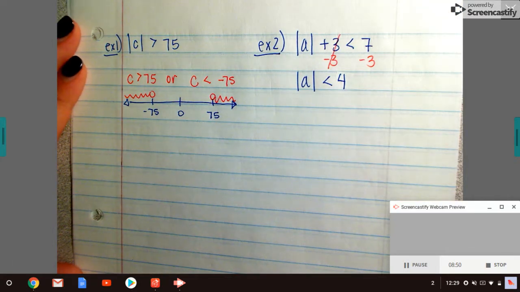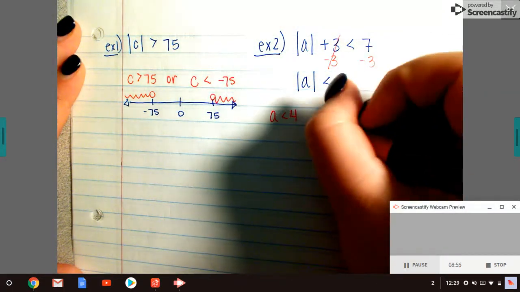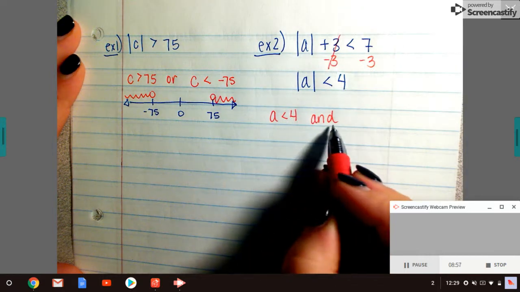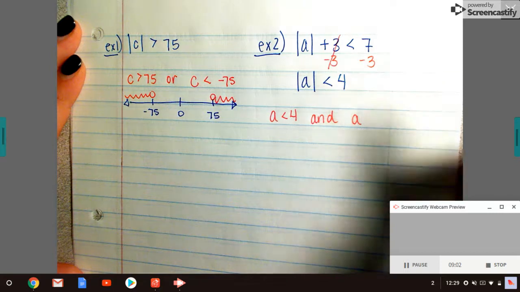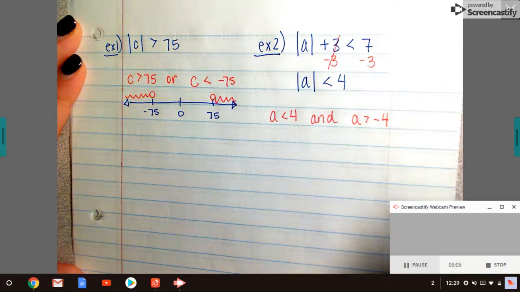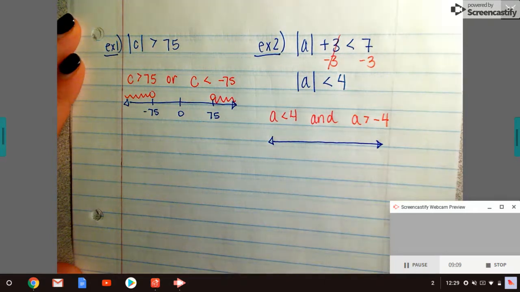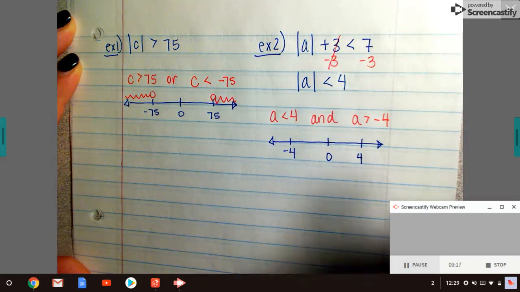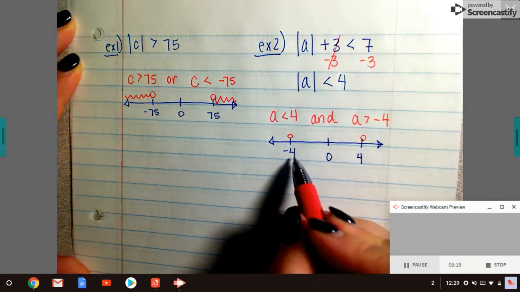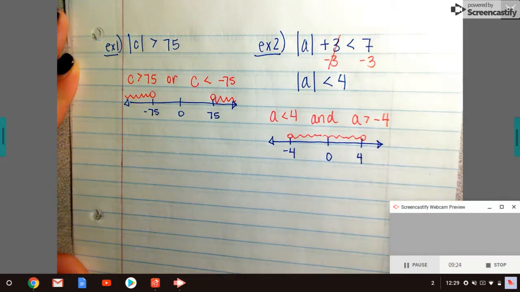So either I have a is less than 4, and then this is a less than, so it's an and. A is less than 4, and a is, switch the sign and switch this to negative, greater than negative 4. A is less than 4, and a is greater than negative 4. So since this is an and statement, it's going to be an in-between inclusive. So I've got open dots again. Greater than negative 4 shaded this way, less than 4 shaded this way, so shaded in between.